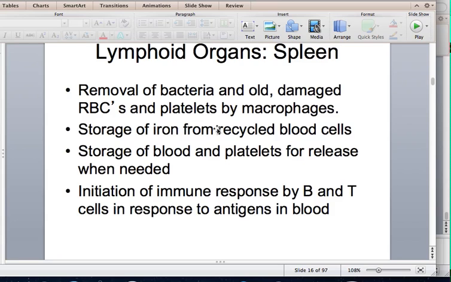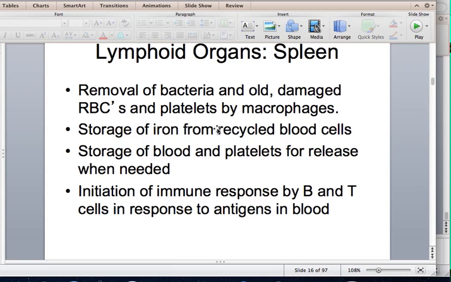Okay, let's talk about the spleen. The spleen is where bacteria and old damaged red blood cells and platelets are removed. And again, our friendly big eaters, macrophages, will eat those up by phagocytizing them. Also, the spleen is where you store iron from your recycled red blood cells. You also store blood itself and platelets for release when you need it. So the spleen is like a reservoir of blood. We mentioned that venous blood will be stored there.